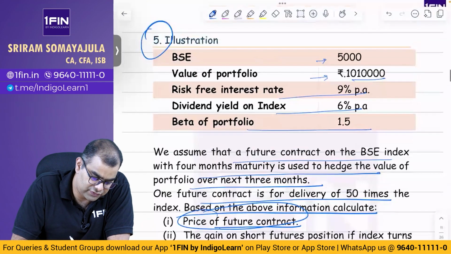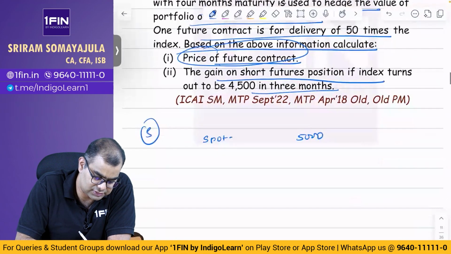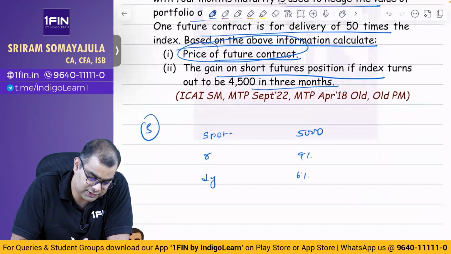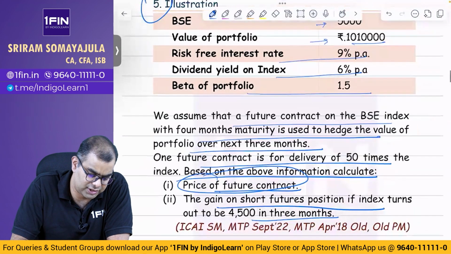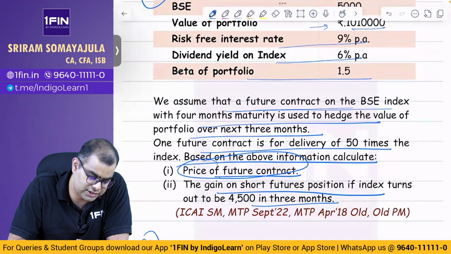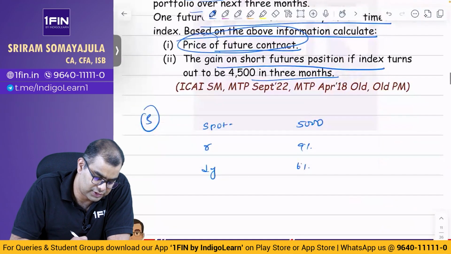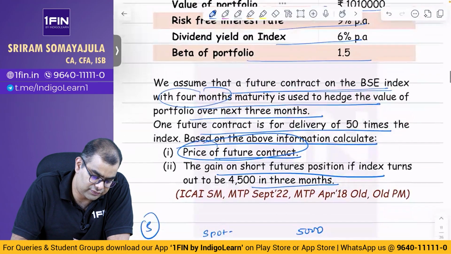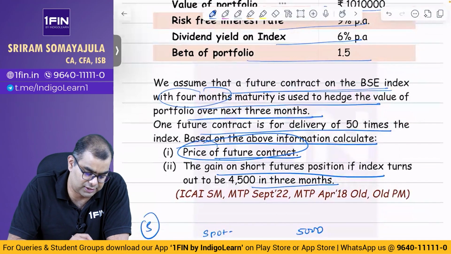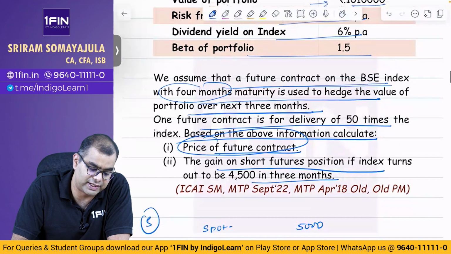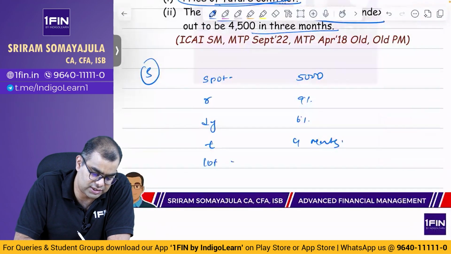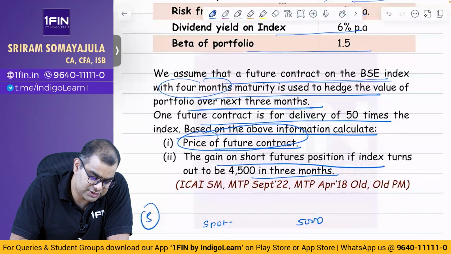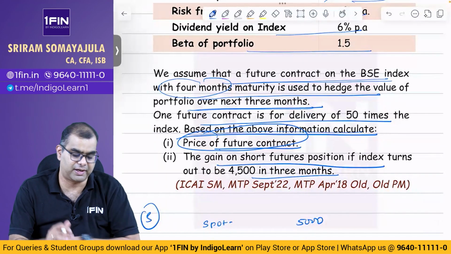Next, risk-free rate 9%, dividend yield 6%. R is equal to 9%, dividend yield is equal to 6%. சரி. Next, beta of portfolio, because beta is not relevant. We assume a future contract on BSc index with 4 months maturity. Time is equal to 4 months. Is used to hedge a value of portfolio over next 3 months. Okay, that's என்னன்னு பார்க்கலாம். One future contract is for delivery of 50 times. This is the lot size. Lot size 50. Okay, 50 times the index. Based on the above information, compute the price of the future contract.